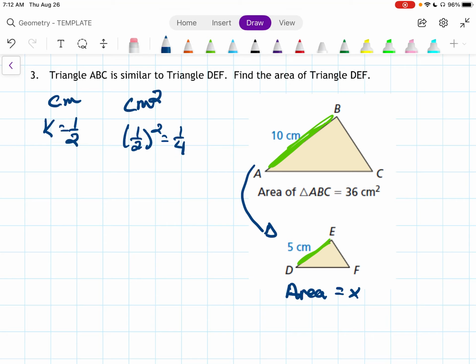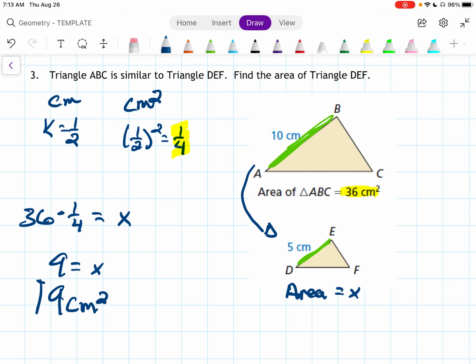Again, what I'm doing here is I'm going from the top triangle, the big one, to the small triangle, the bottom one. So I'm going to multiply 36 by 1/4, and that's going to be my area. 36 divided by 4. Is that 9? I think it is. 36 divided by 4 is 9. Yes. 9 equals x. And I could say this is 9 centimeters squared.